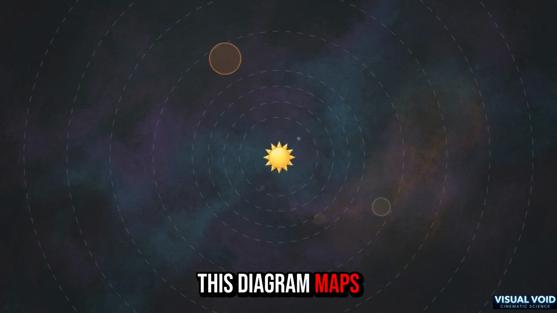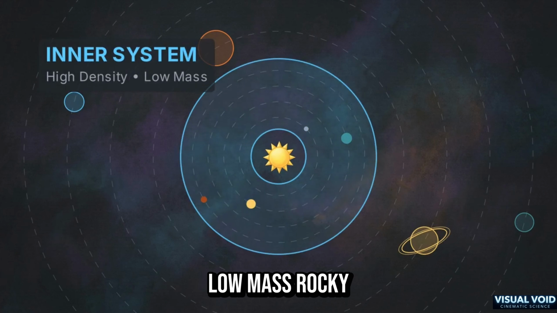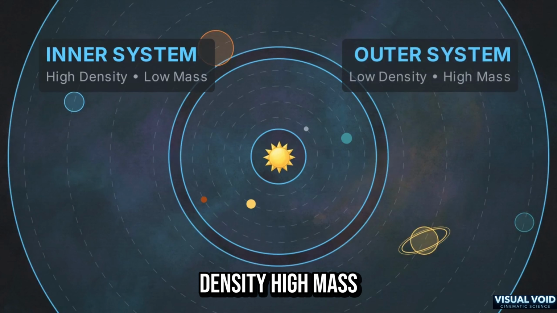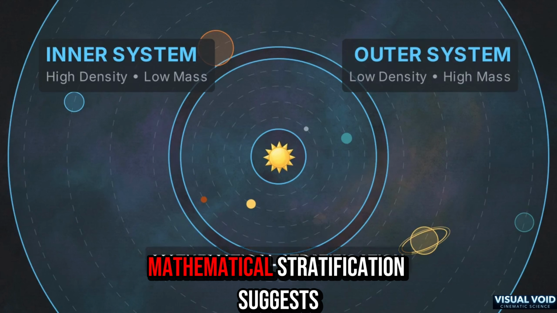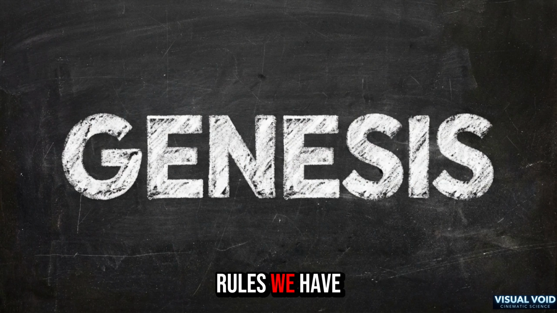This diagram maps the current architecture of our solar system. The high-density, low-mass rocky planets cluster on the inside, while the low-density, high-mass gas giants occupy the outer orbits. This precise mathematical stratification suggests a specific set of physical rules govern the system's assembly. To find those rules, we have to look back 4.6 billion years.